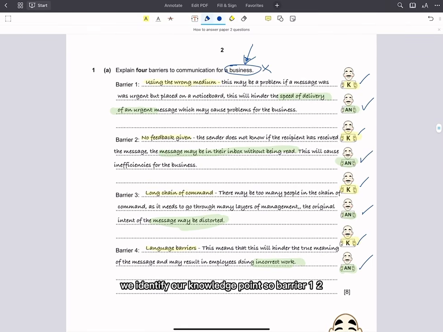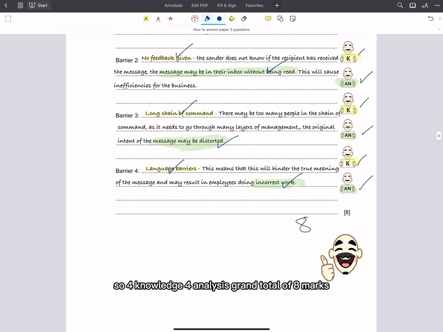So how do we get the marks? First of all, we identify our knowledge point. So barrier 1, 2, 3, and 4. Barrier 1, using the wrong medium of exchange, which means that the speed of delivery will be hindered if it's an urgent message. Barrier 2, no feedback given, so it might be in their inbox without being read. Barrier 3, long chain of command, so the original message will be distorted. And language barriers, which may result in incorrect work. So 4 knowledge, 4 analysis, grand total of 8 marks.